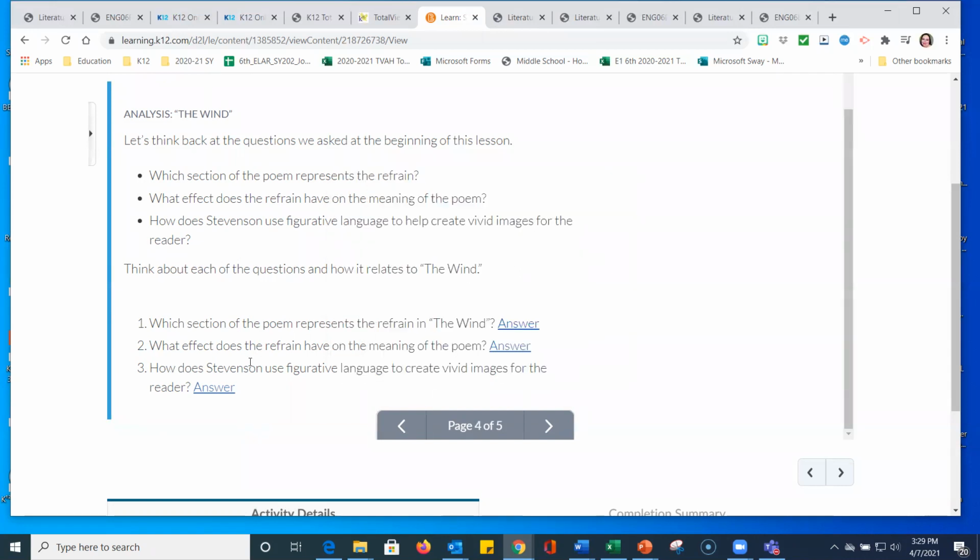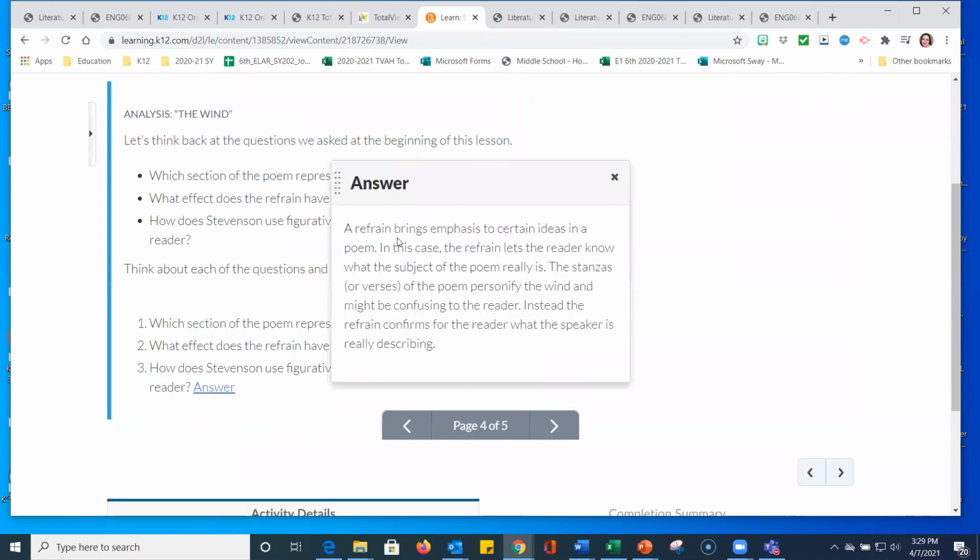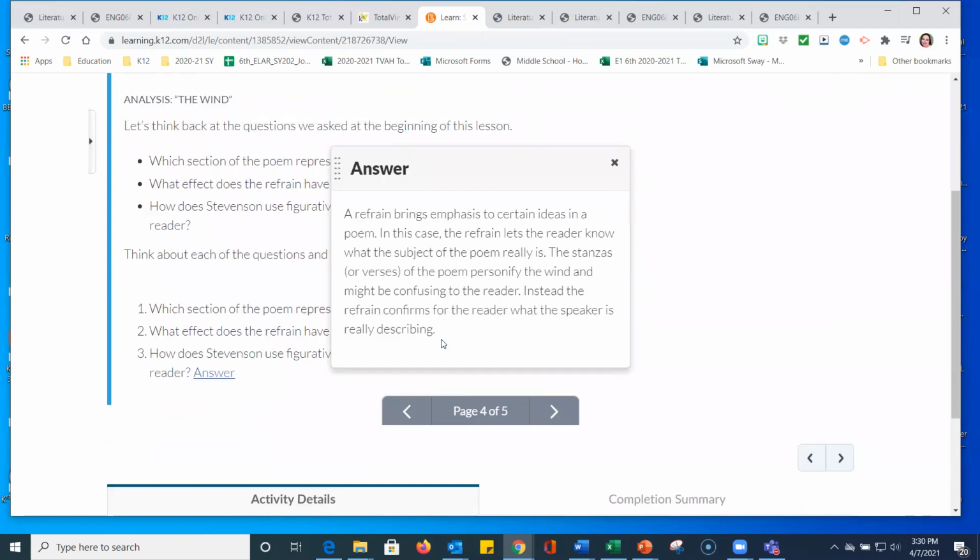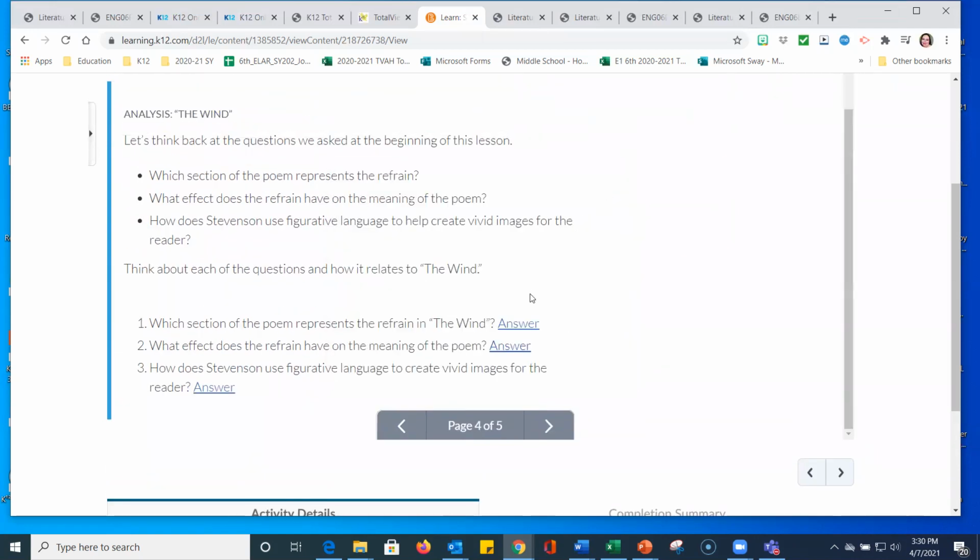Number 2, what effect does the refrain have on the meaning of the poem? A refrain brings emphasis to certain ideas in a poem. In this case, the refrain lets the reader know what the subject of the poem really is. The stanzas or verses of the poem personify the wind, which might be confusing to the reader. Instead, the refrain confirms for the reader that the speaker is really describing the wind. Again, if you didn't get that right, be sure to copy and paste that into that review document.